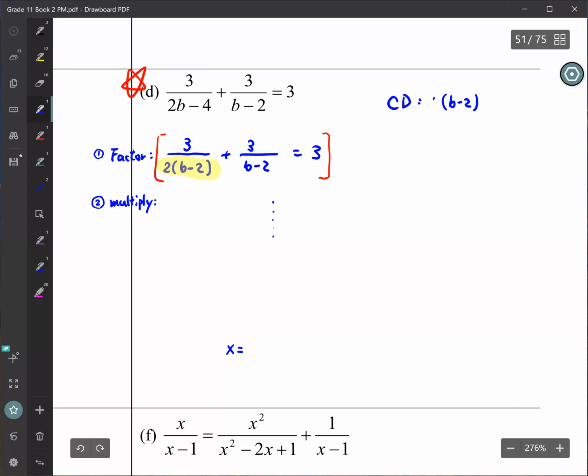This is how you check. Your common means the same, right? So the common denominator must include all the denominators in the question. Got it? Okay. And then the second one, b minus 2, is already inside. So that will be the denominator that you need to multiply with: 2 and b minus 2. Okay. So multiply into each one of them.